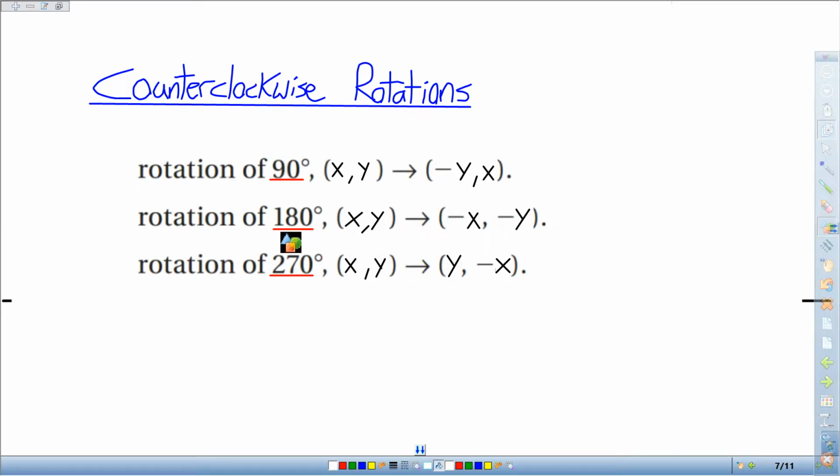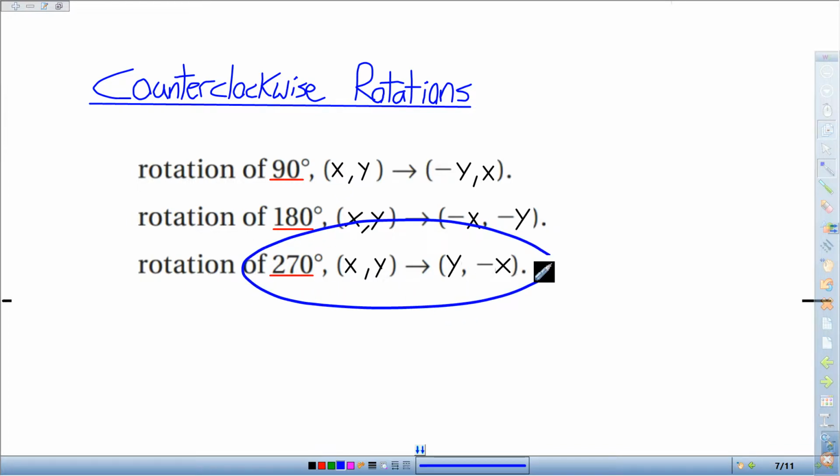Here are the 3 rotations that we learned how to do. They're counterclockwise rotations, and it's all about just following these rules. A 270: the idea is we're going to take our original coordinate and flip-flop the numbers, and our x value is going to change. So that's the rule with the 270 right there.